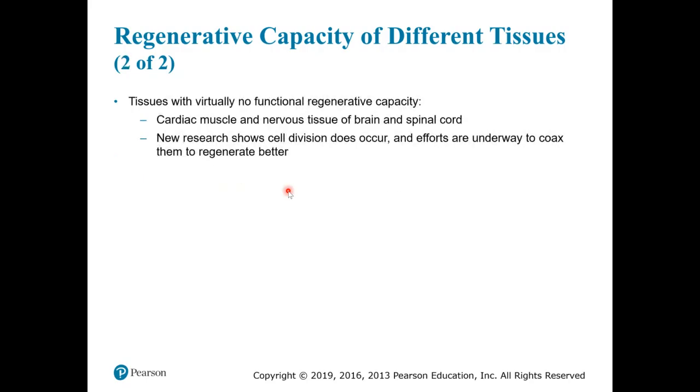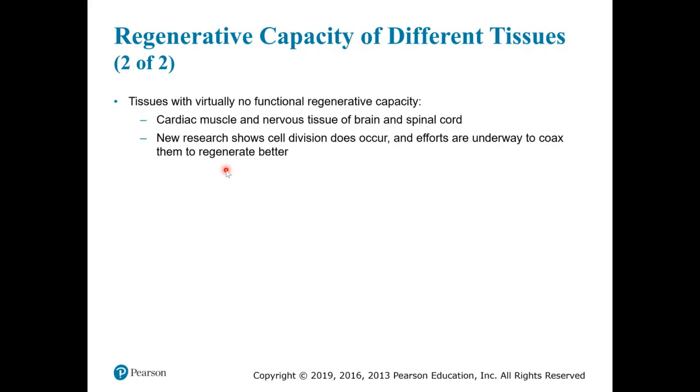Tissues with virtually no functional regenerative capacity: cardiac muscle cells, and nervous tissue in the brain and spinal cord. So that's an issue, because cardiac muscle, if it gets injured and doesn't regenerate, gets replaced by fibrous tissue, then that's not going to be contractile, and that might, depending on where it is, impair heart function. And certainly, we know that brain injuries heal slowly, and spinal cord injuries don't heal at all.